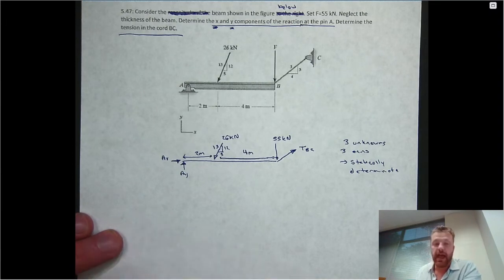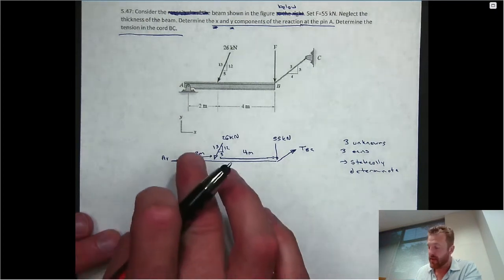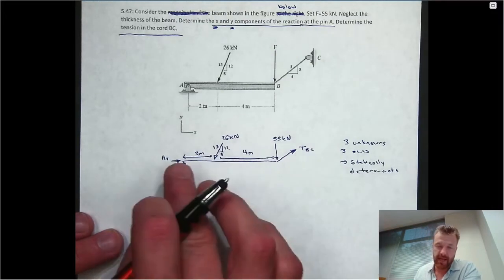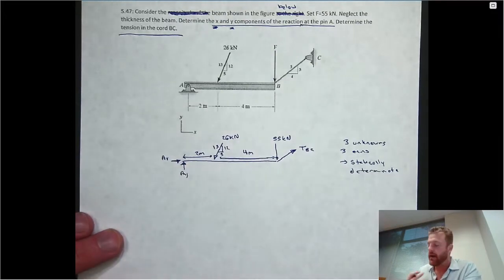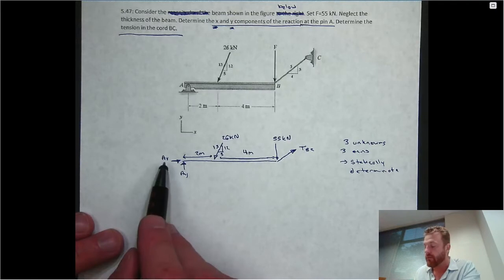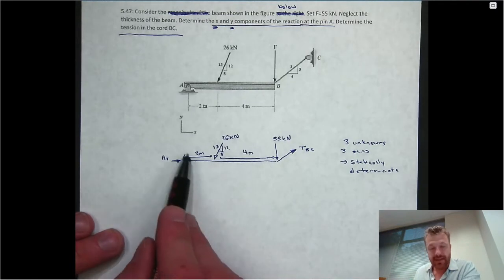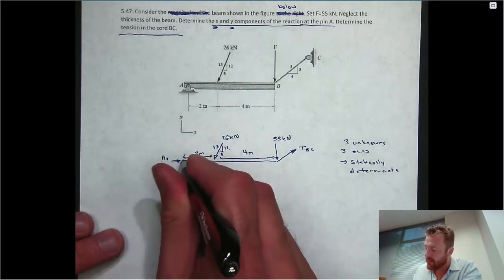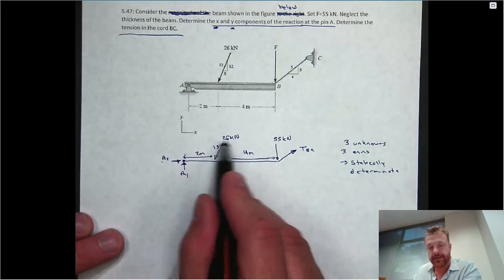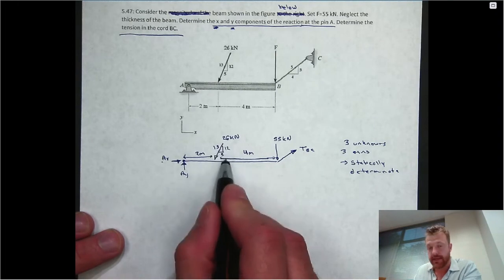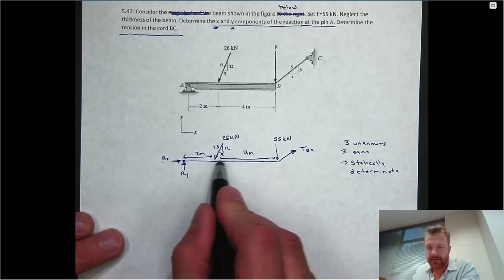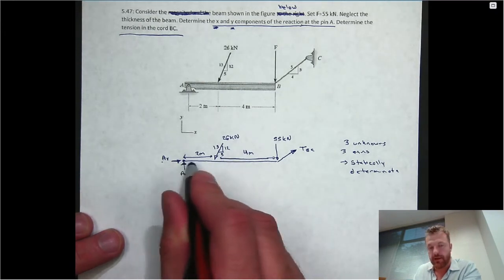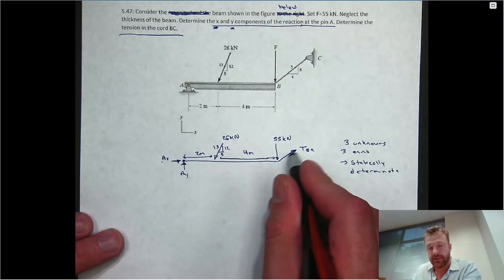Well, if we think about enforcing rotational equilibrium about point A, what that means is that the sum of the moments of each of these forces about point A has to be zero. A nice reason to do that is that these reactions at A, AX and AY, won't contribute a moment about point A because their lines of action pass directly through this point. In addition, if we think about this 26 kilonewton force as having a y and an x component, the x component also won't contribute to any rotation about point A because it will also go right through point A. Same thing with the x component of TBC.